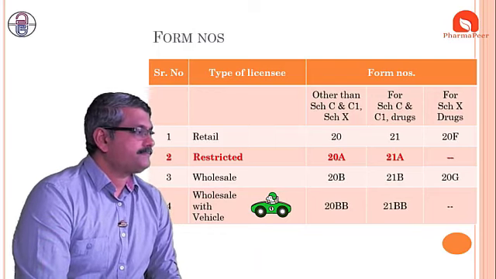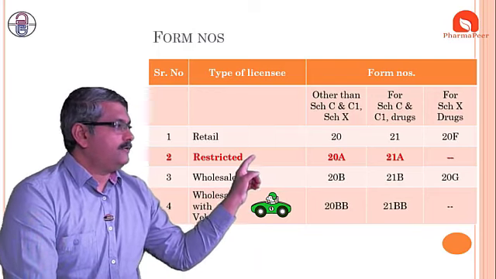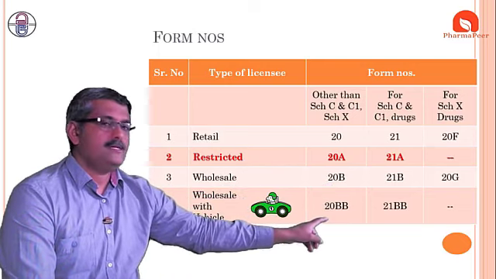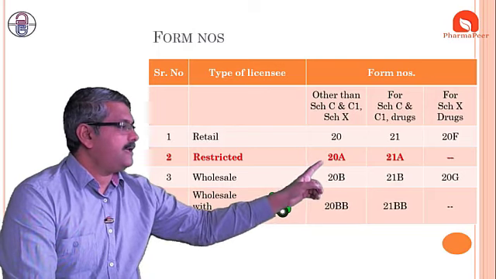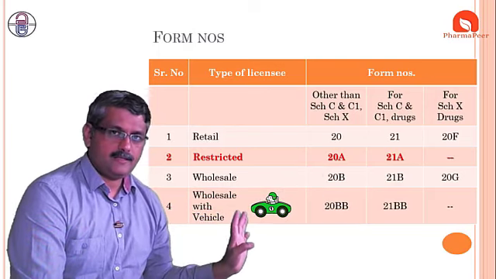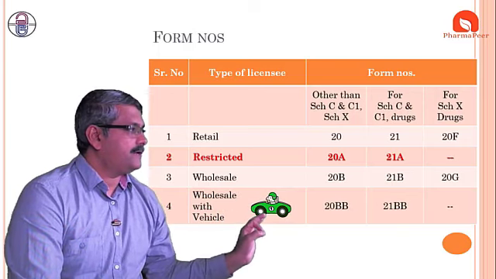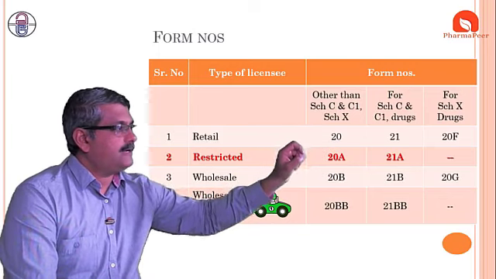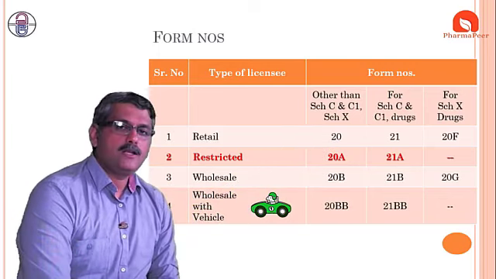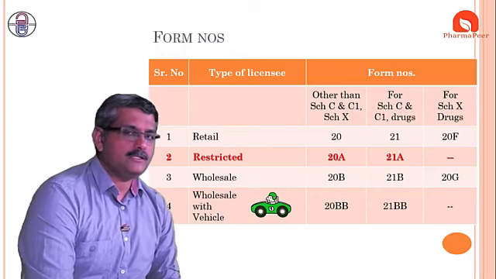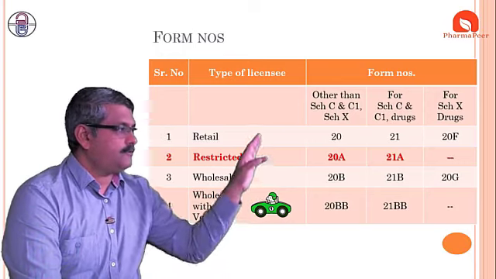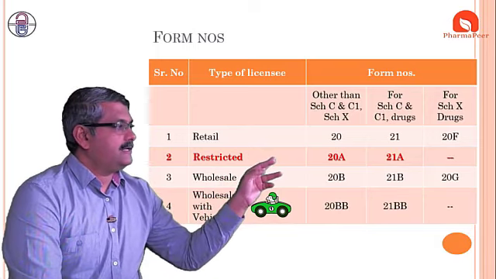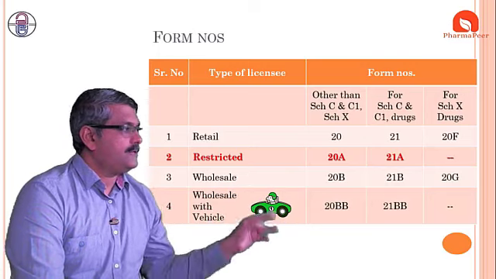Now, for the restricted license, start writing A, then B, and the last one BB. Again in column number 2, A, B, BB. That is the alphabet that we have written. Now, in the last column, 20F and 20G. Now, how will you remember all this? First I told you that in the first column it is 20, 20, in the second 21, next 20 dash, 20 dash, and then restricted A, B, BB.